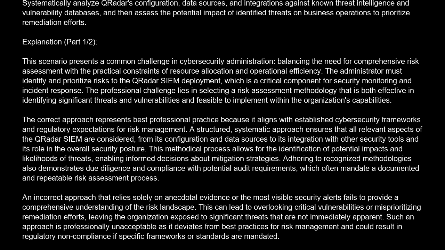repeatable risk assessment process. An incorrect approach that relies solely on anecdotal evidence or the most visible security alerts fails to provide a comprehensive understanding of the risk landscape. This can lead to overlooking critical vulnerabilities or misprioritizing remediation efforts, leaving the organization exposed to significant threats that are not immediately apparent. Such an approach is professionally unacceptable as it deviates from best practices for risk management and could result in regulatory noncompliance if specific frameworks or standards are mandated.